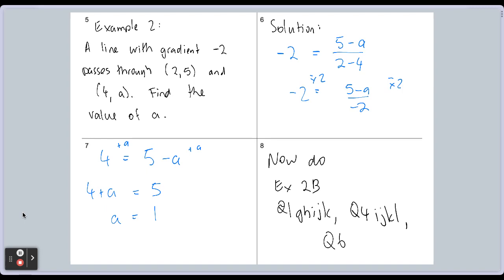So you can either work out the gradient, no dramas, put in the two points you're given and work it out. Or if you're given the gradient and a point, and a missing coordinate, then you can just put in the values and go for it. So this is basically like substitution and solving, something that we've done in the algebra unit. This is where you need to put it into practice.